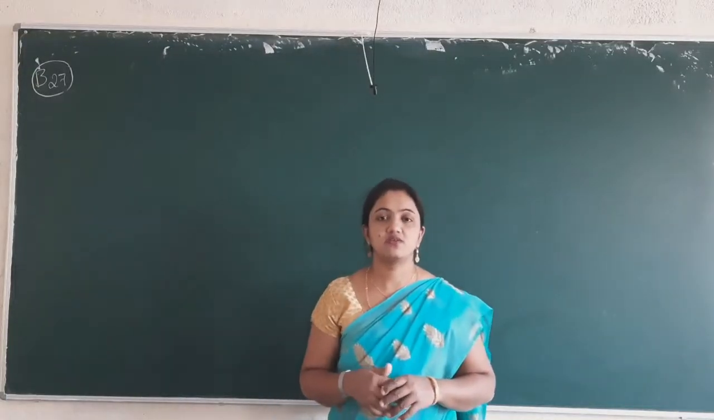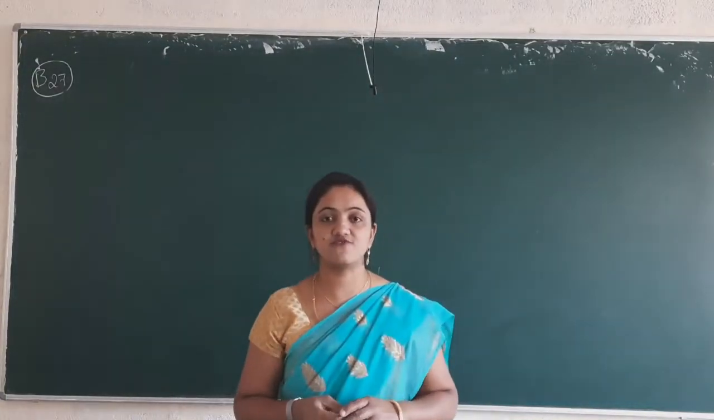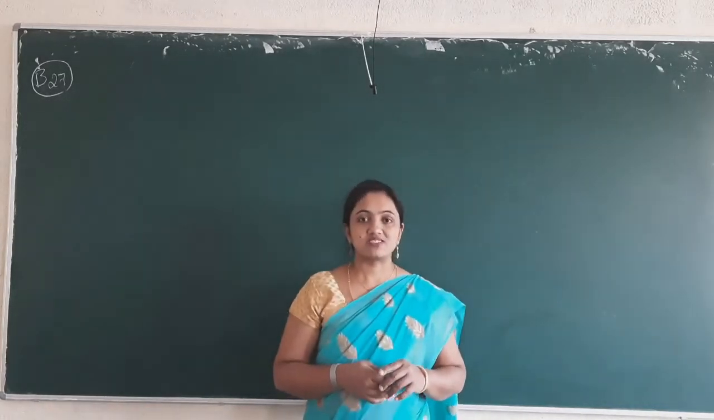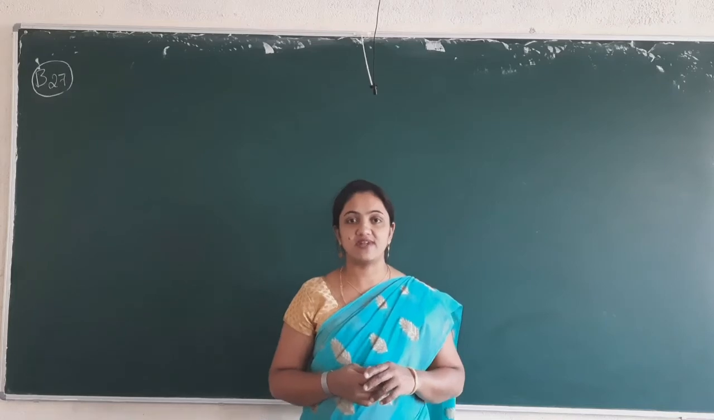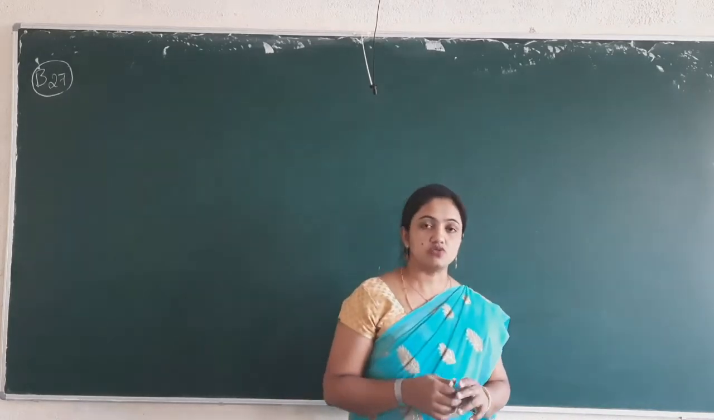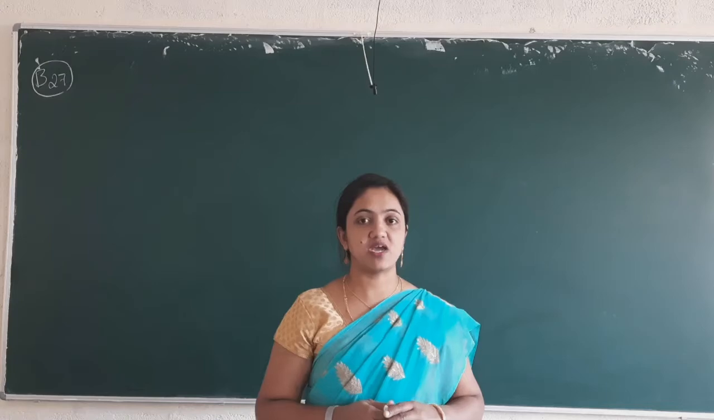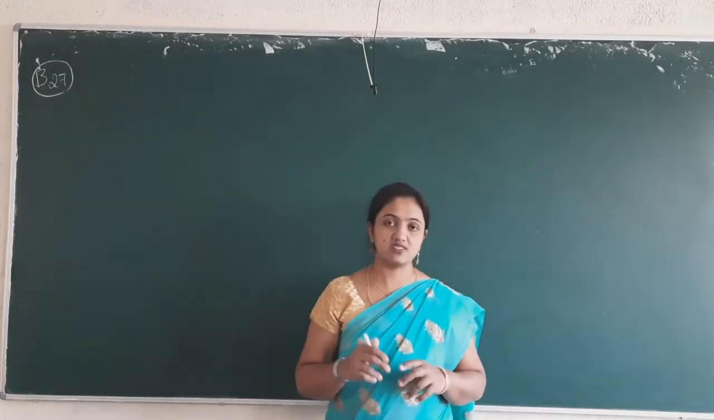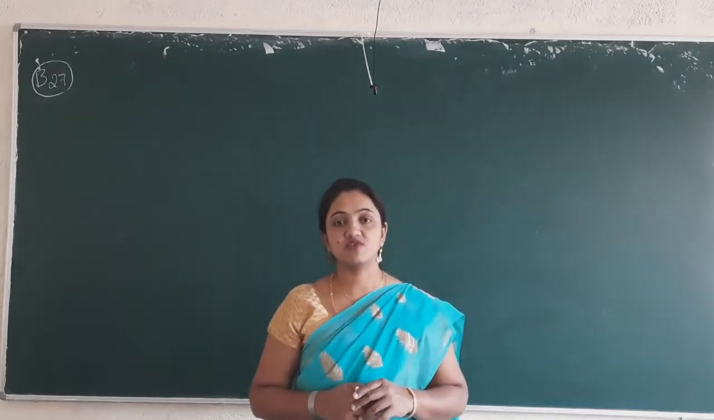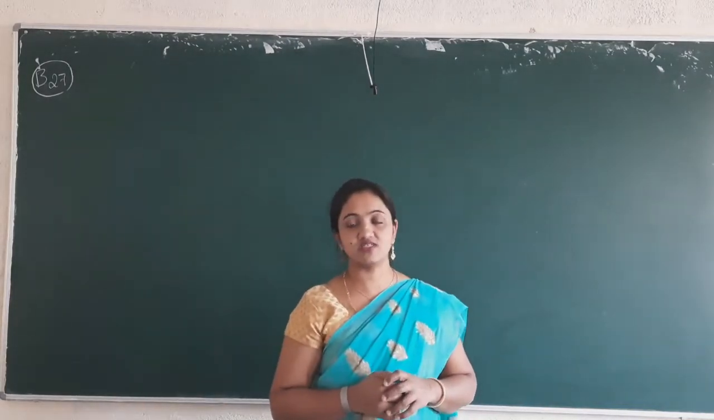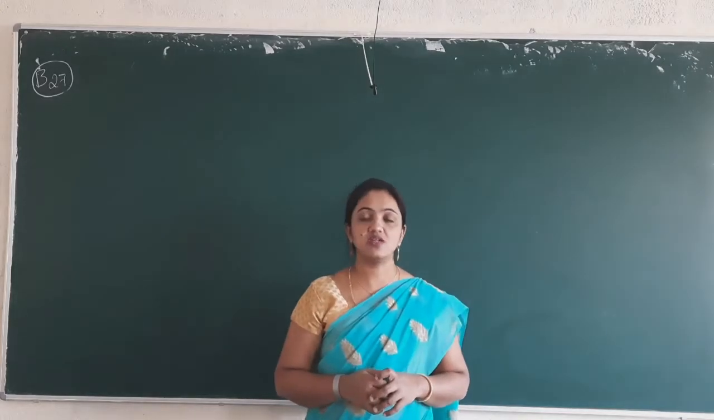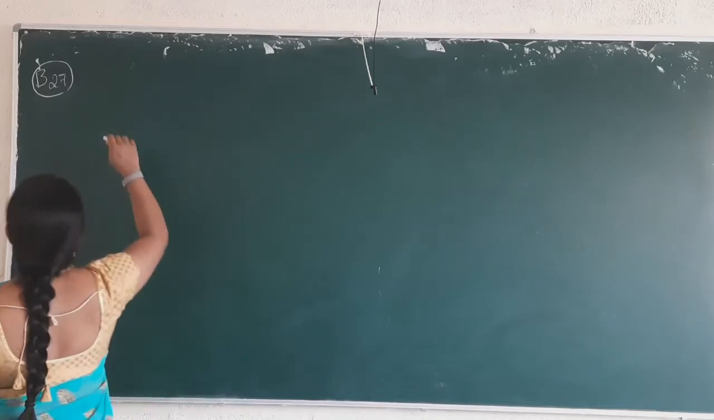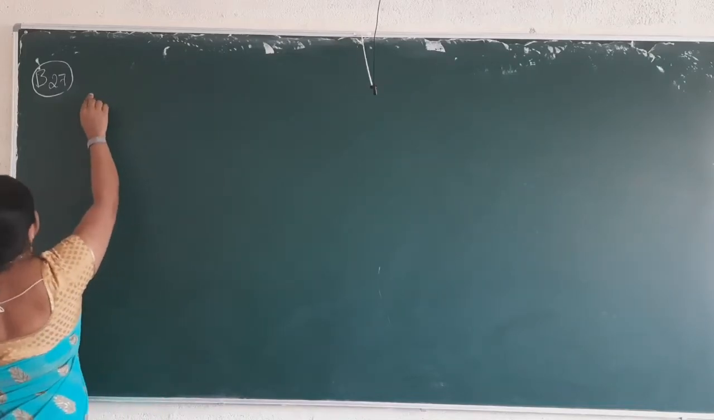Hello everyone. So in this session we are starting with the new unit. The unit name is Structural Organization in Plants and Animals. This unit consists of 3 chapters. The first chapter is Morphology in Flowering Plants. The second one is Anatomy of Flowering Plants, and the third one is Structural Organization in Animals. So we are going with the first chapter of this unit.